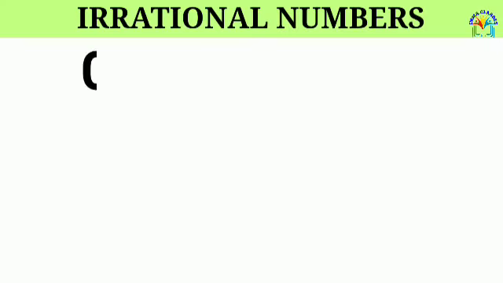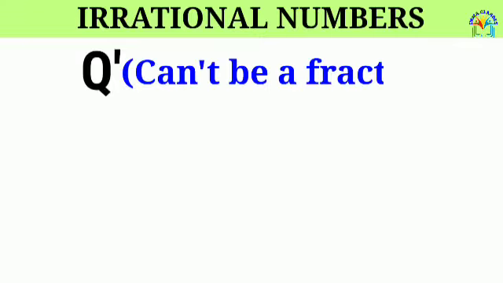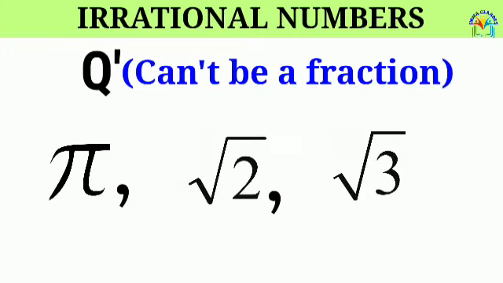A number that cannot be expressed as a fraction is an irrational number. Non-terminating non-recurring decimal is an example of an irrational number. Pi is an irrational number, but we use 3.14 as an approximate value of pi. It's not the exact value of pi, but 3.14 is a rational number as it is a terminating decimal. The set of irrational numbers is denoted by Q dash.